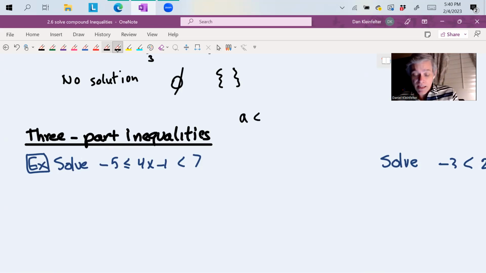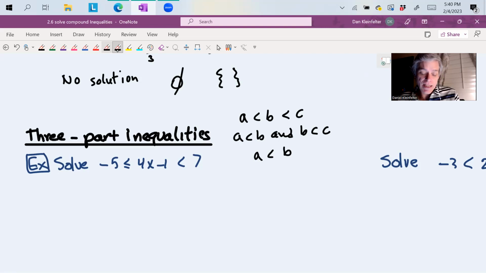If you have A is less than B is less than C, this is an abbreviation for A is less than B and B is less than C. This is kind of a shortened way of saying two separate inequalities joined by an and. It's important to note that the two inequality symbols will always face the same way. You'll never have something that looks like A is less than B, which is greater than C. That doesn't make any sense. And A is bigger than B, which is less than C, also, you will never see that. Okay? The directions on the inequality sign should always point the same way.